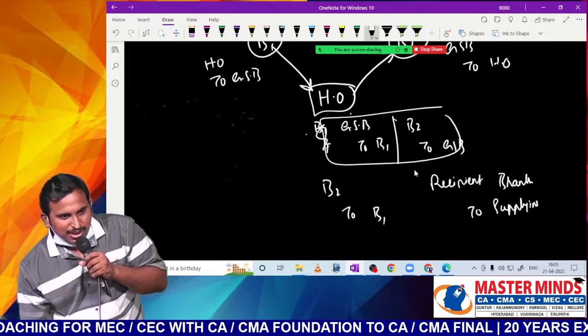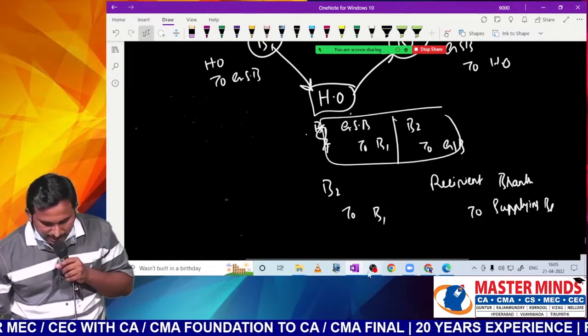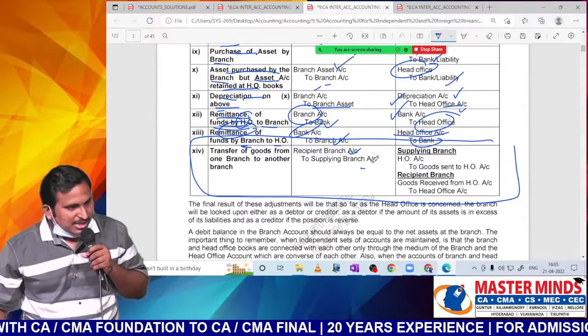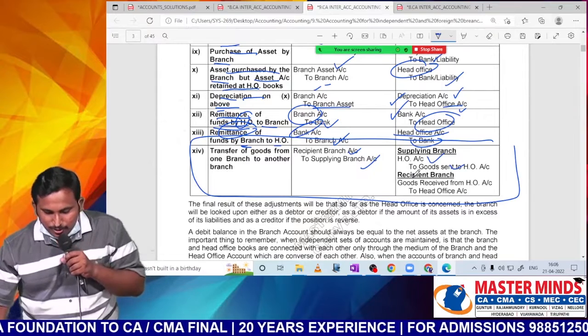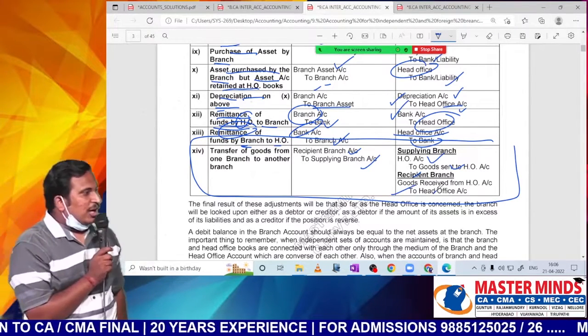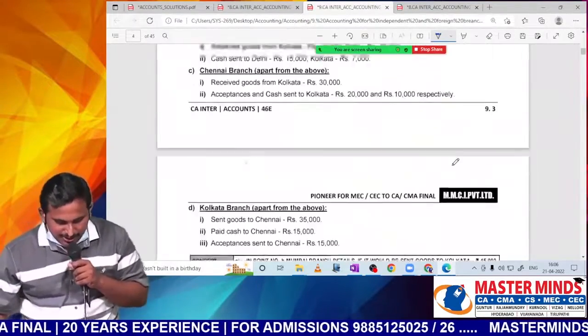I could have communicated directly, but this is the logic, sir. Once you learn the logic, you will never forget, sir. This is the reasoning. Now let me show you. Recipient branch to supplying branch. In the supplying branch, head office to goods sent to branch. Then in the recipient branch, goods received to head office. Sir, have you all understood, sir? So these are the inter-branch transaction journal entries, sir.